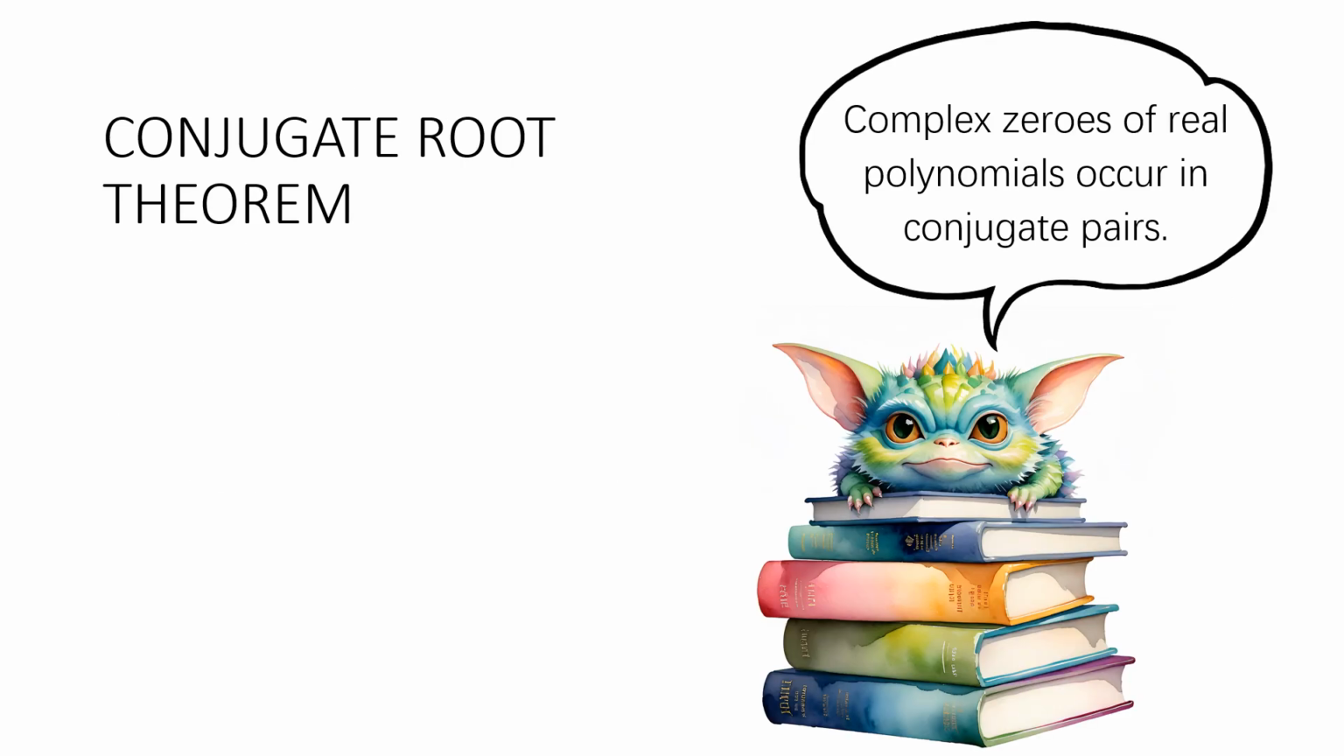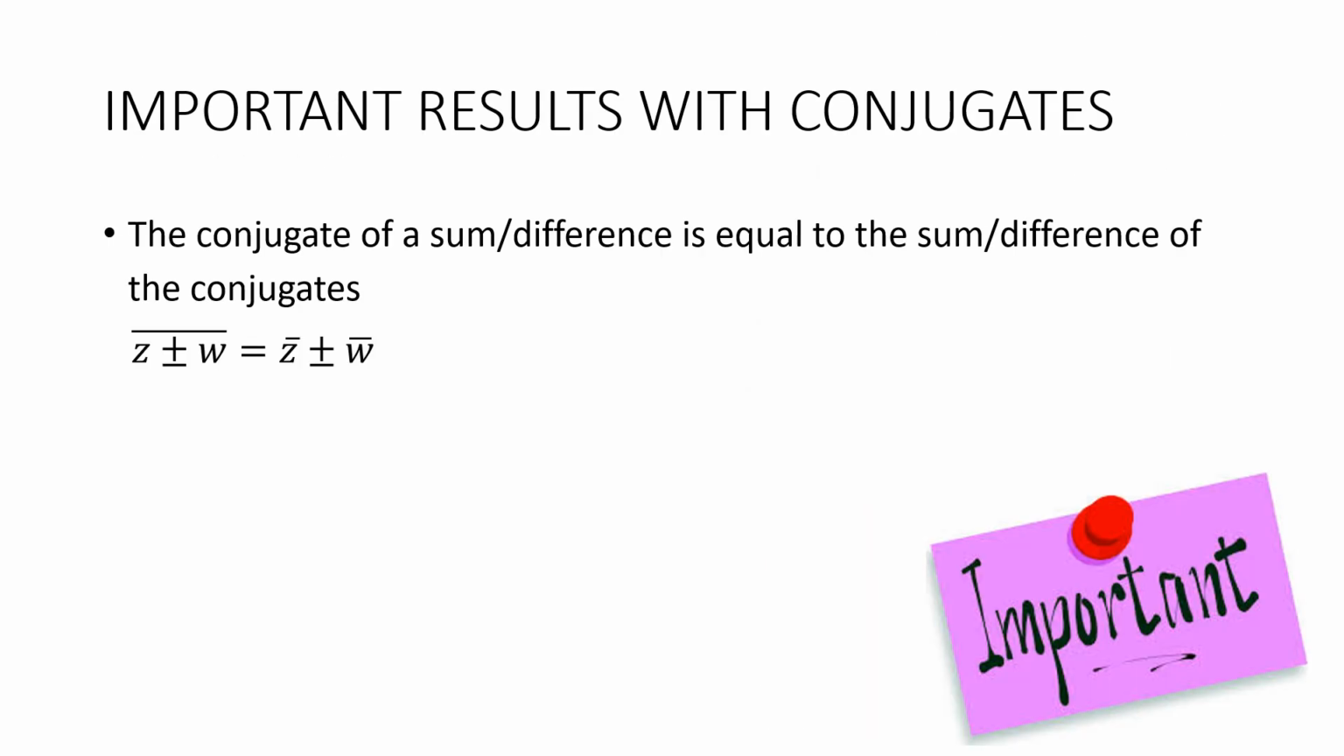A second theorem for this lesson, it's called the conjugate root theorem, and it states that complex zeros of real polynomials occur in conjugate pairs. Just before we look at the proof, we need to know some important results about conjugates. Firstly, the conjugate of a sum or a difference is equal to the sum or difference of the conjugates. In other words, if you have this, plus or minus isn't going to affect that conjugate. We can split it up like this.